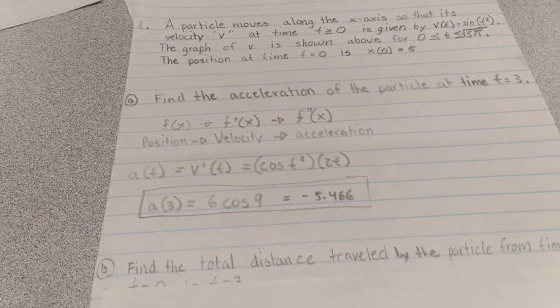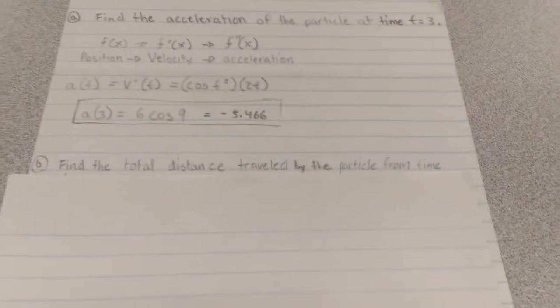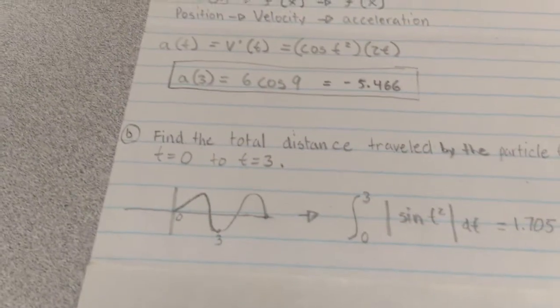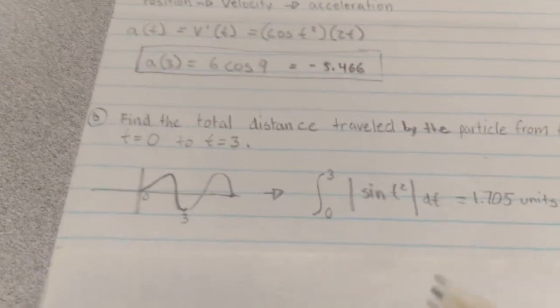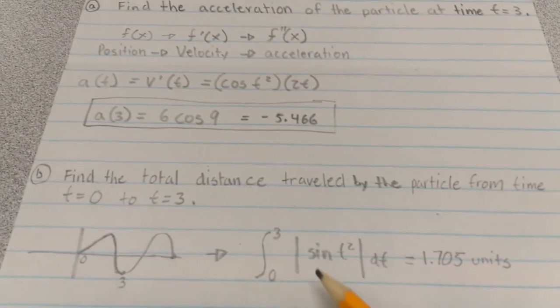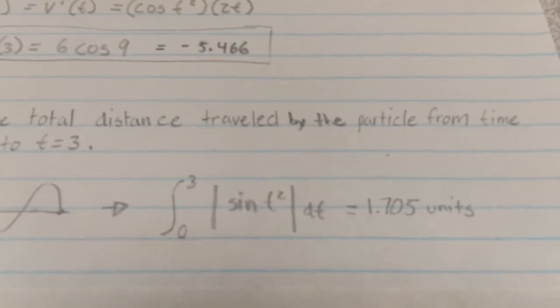Okay, next problem. Find the total distance traveled by the particle from time t equals 0 to t equals 3. Right here, total distance traveled. You go from A to B and you find the absolute value of velocity, t equals 0 being A and t equals 3 being B. So you do from 0 to 3, and sine t squared is an absolute value, and we work all that out. It's 1.705 units. Don't forget the units.